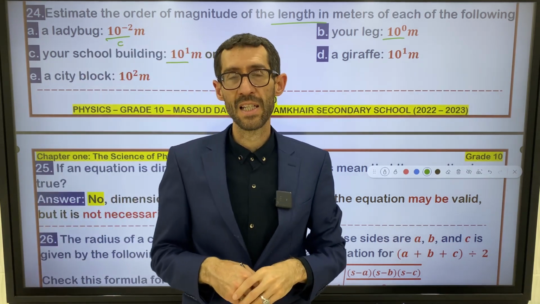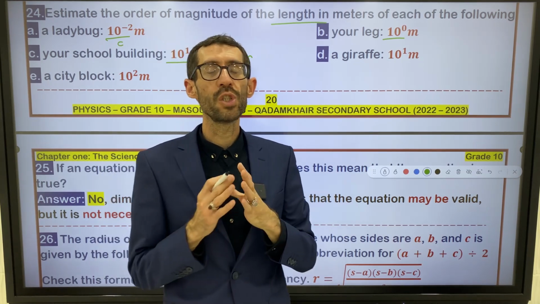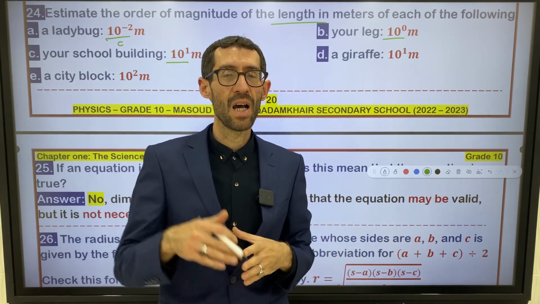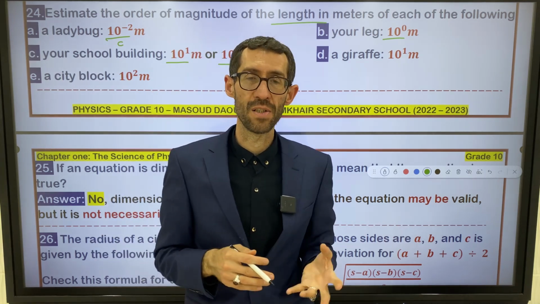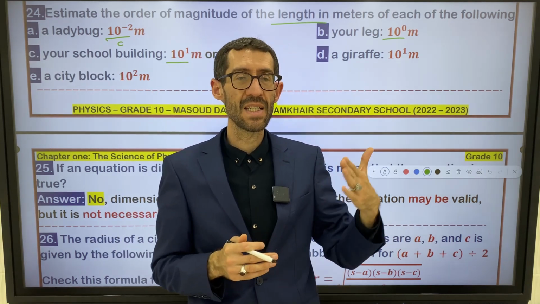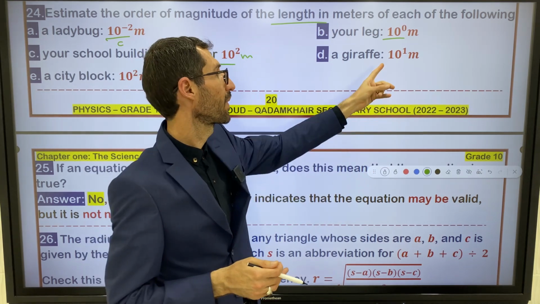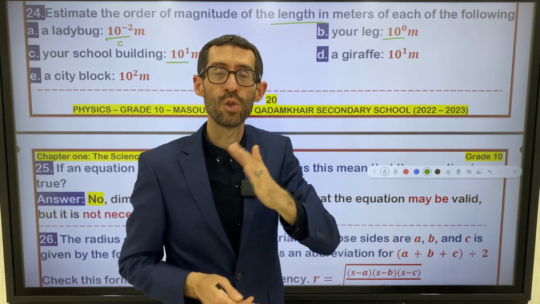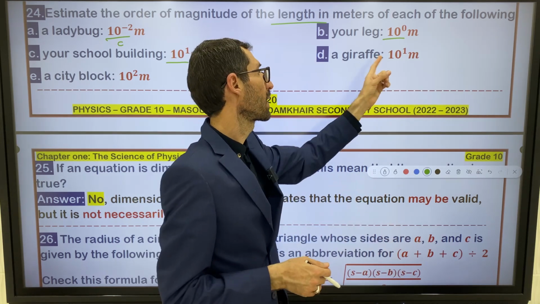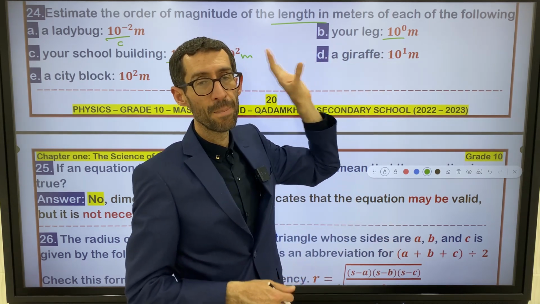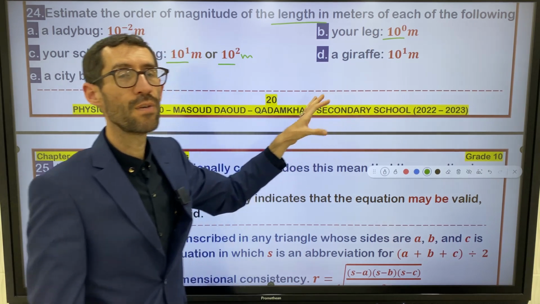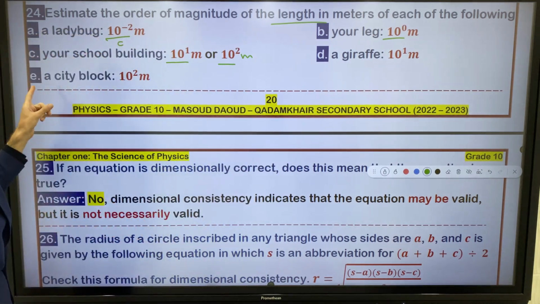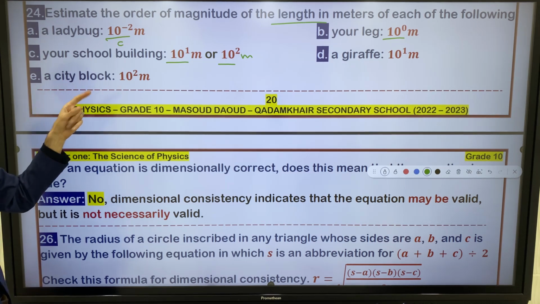I think I explained it for you. A mature giraffe has a height of 6 meters. That's why 6 is much closer to 10 to the power 1 than 10 to the power 0. That's why 10 to the power 1 is the order of magnitude of the length of a giraffe. Let's move on to E, a city block.